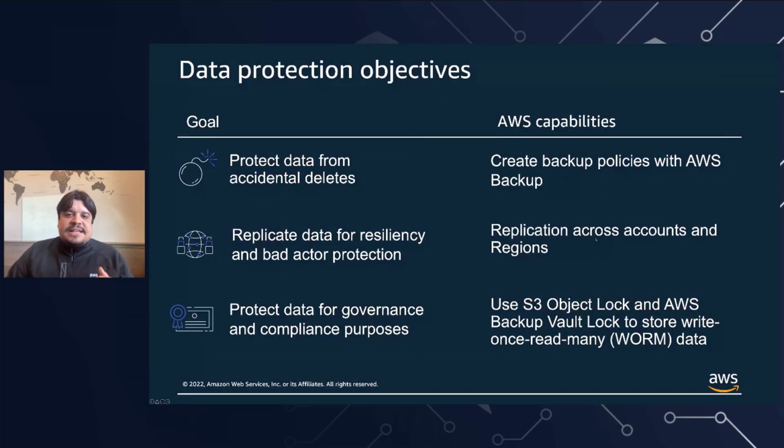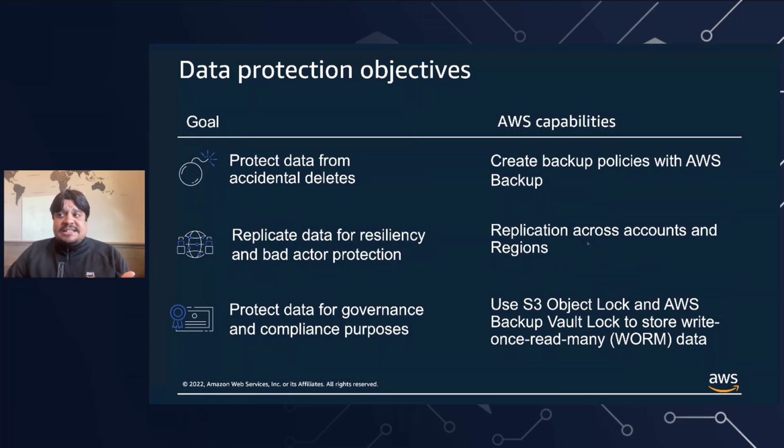So now let's revisit the data protection objectives that Rajesh mentioned earlier. We have a list of AWS capabilities we just discussed that can help you achieve these goals. So when you think about protecting the data from accidental deletes, think about the backup policies that I just mentioned on AWS Backup that can help you manage backing up and restoring your resources in the AWS cloud.